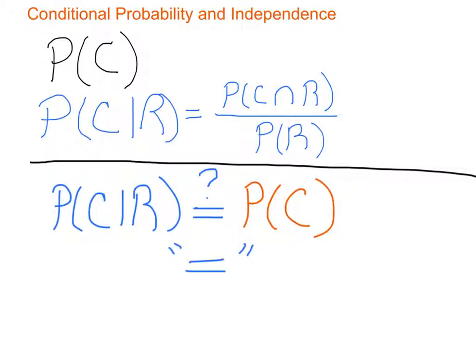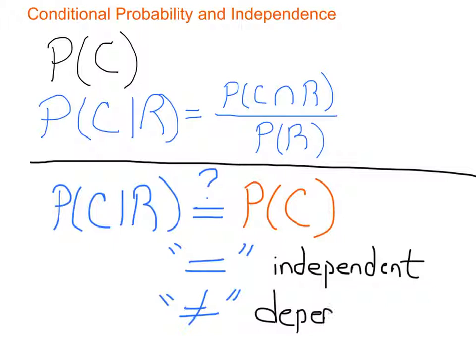So if this is true, then I call these two events independent of each other. In other words, the chance that I wear a coat given that it's raining is completely independent of just the chance that I wear a coat. The fact that it's raining doesn't in any way affect the probability that I wear a coat. If these are not equal, then my independent test fails. I assume that there must be some relationship between the fact that it's raining and the fact that I'm wearing a coat.